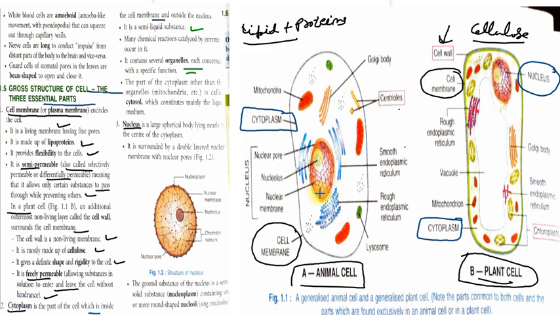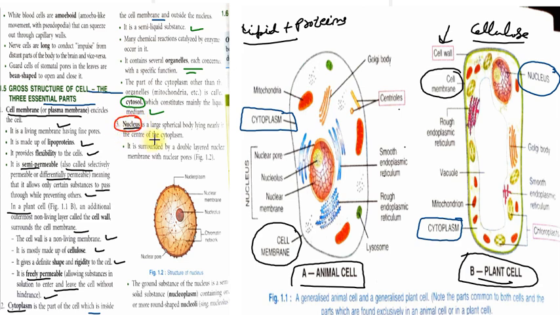Like mitochondria, endoplasmic reticulum, Golgi body, lysosome, they all perform their specific functions. The part of the cytoplasm other than the organelles, that is mitochondria etc., is called cytosol. The part not having the cell organelles is called cytosol, which constitutes mainly the liquid medium, right? So let us move on to the next important part, that is the nucleus.